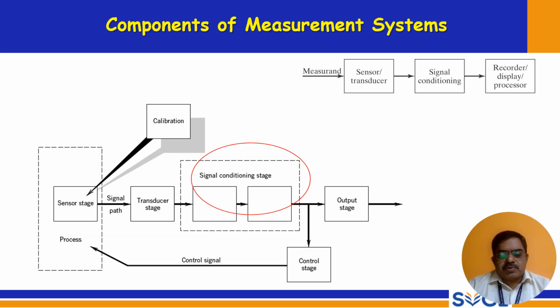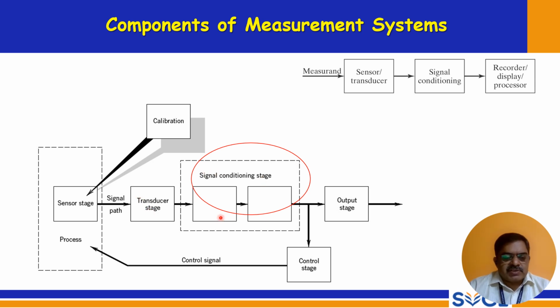Coming to the basic measurement system, these are the basic components. You have the measurand, and you have the sensor, transducer, signal conditioner, recorder, display processor, or output device. When you have this simple basic system, you will have a sensor stage. That is the first stage. From here the signal is sent to the transducer stage, where the transducer converts it to the right form of signal that is suitable for the next stage.